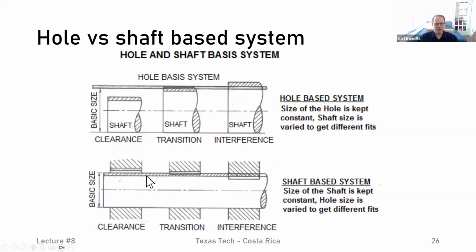The same thing here. If I have the shaft, it could be anywhere between these two; the diameter is anywhere between these two. But if one of the limits is the basic size, then I say it is a shaft-based system.